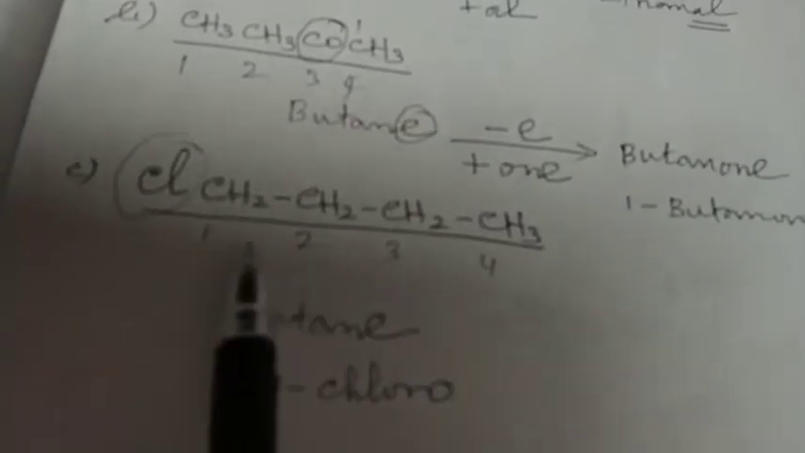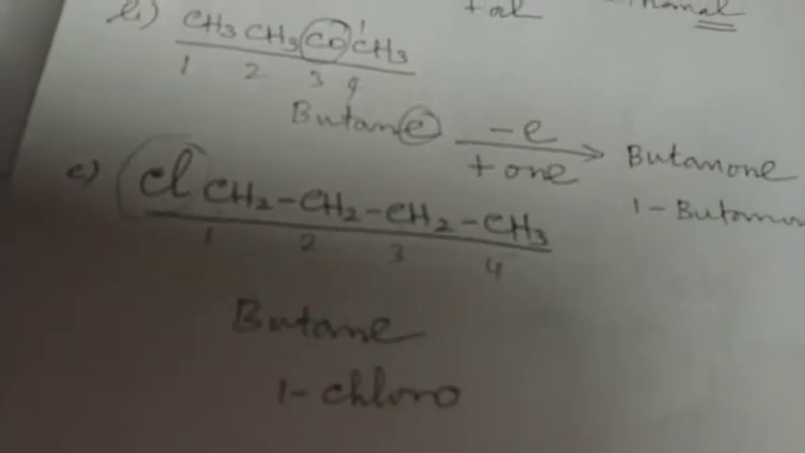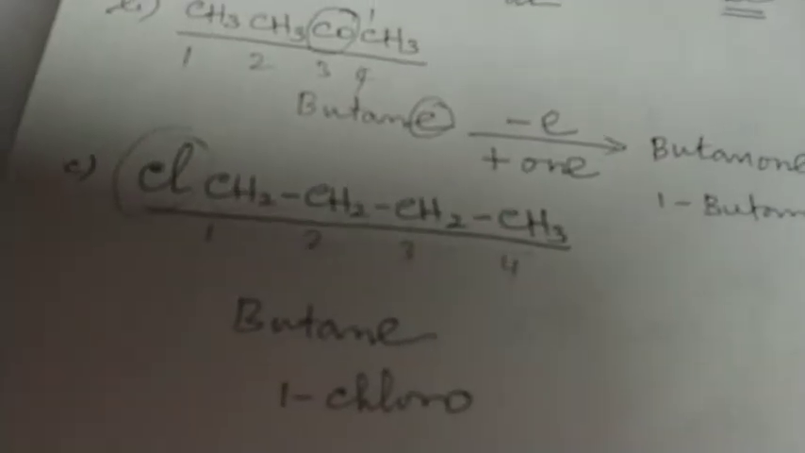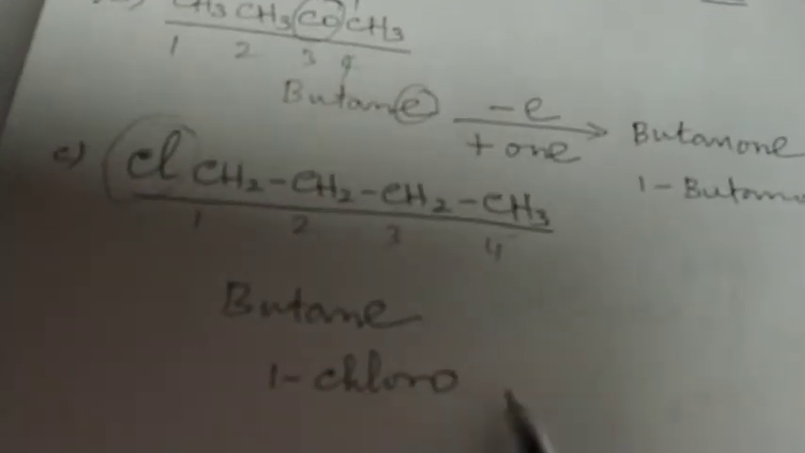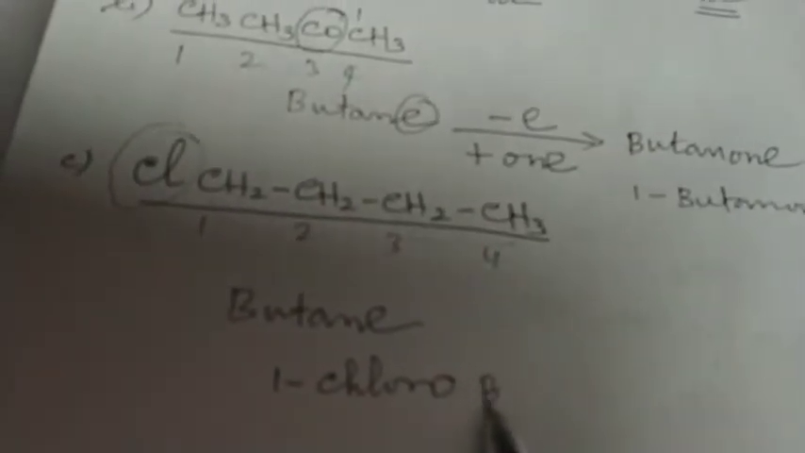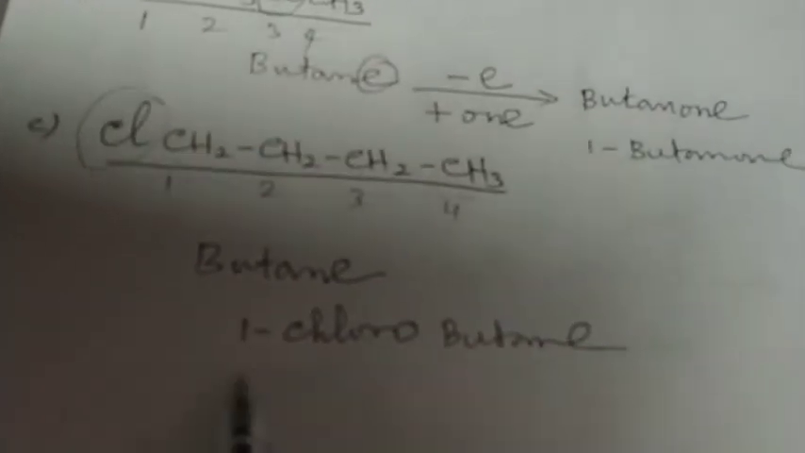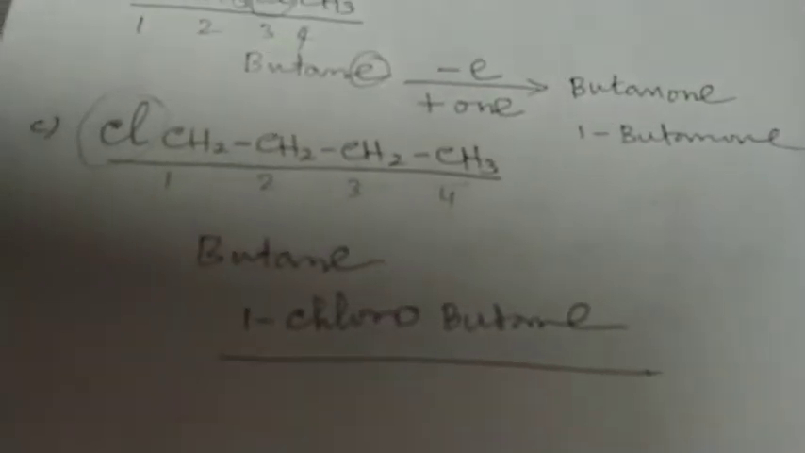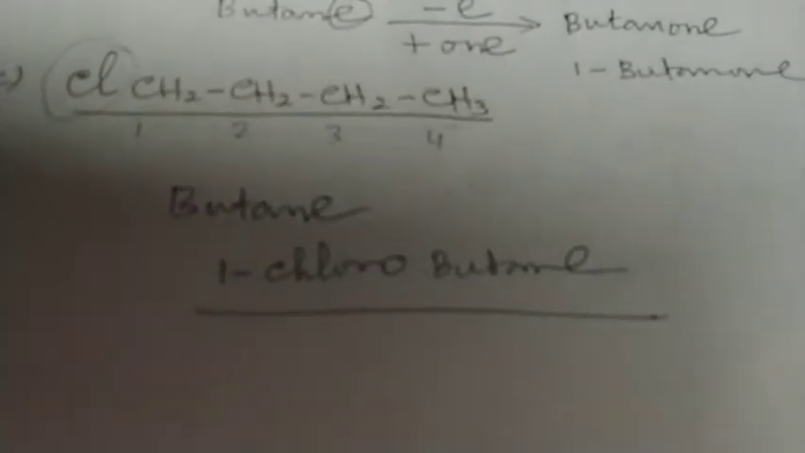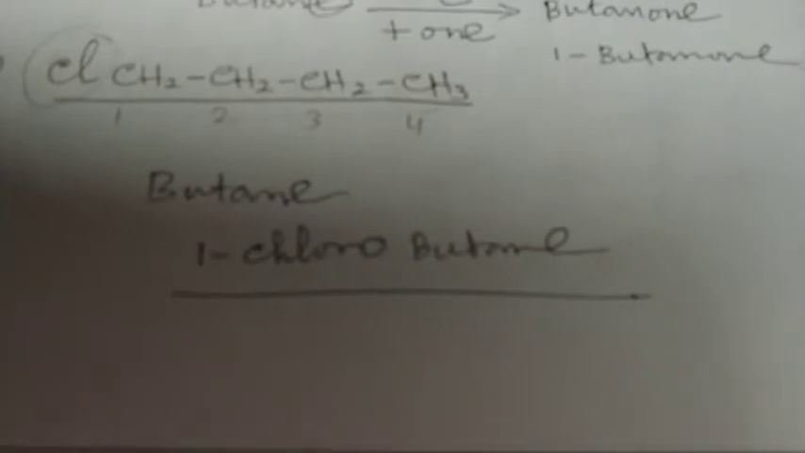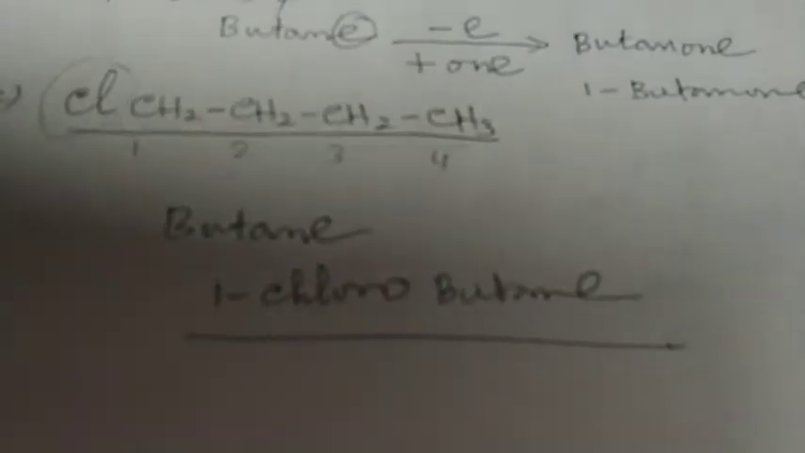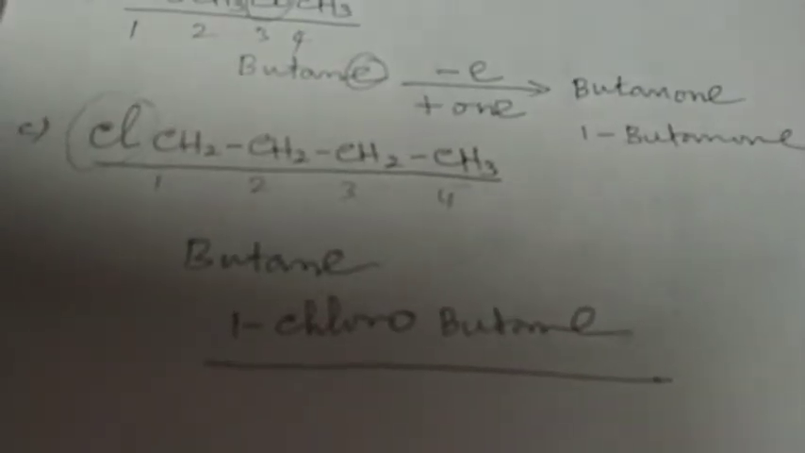So this is going to be a butane with single covalent bonds, and one substituent is there. So 1-chlorobutane. And also, students, there are so many examples we can write based on the IUPAC rules. We will see more examples in the next session.